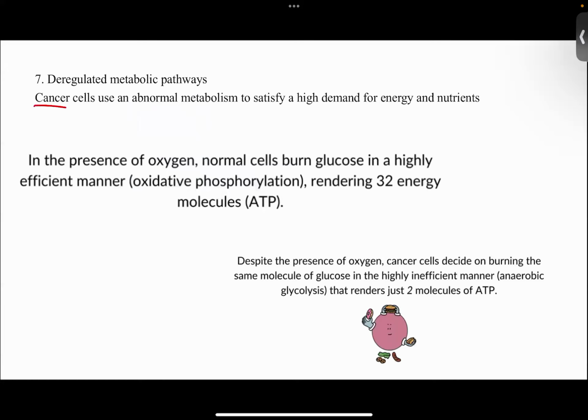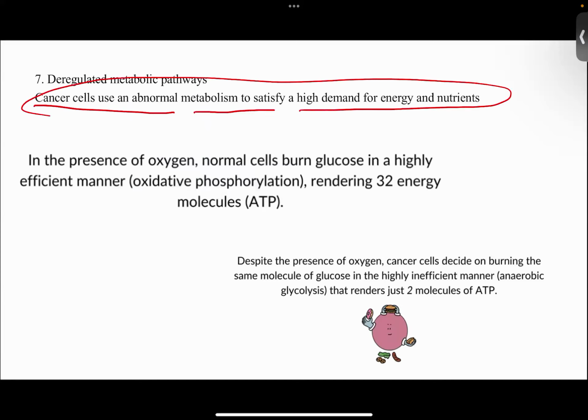Next is deregulated metabolic pathways. Cancer cells use abnormal metabolism to satisfy a high demand for energy and nutrients. The normal cells, if I write like this, the cancer cells will be piled up, right? There are a lot of cells, so there is a high demand for energy and nutrients.